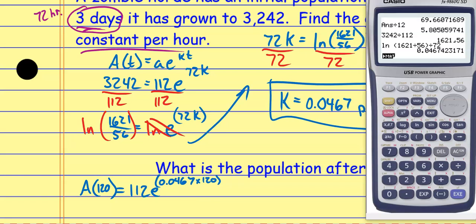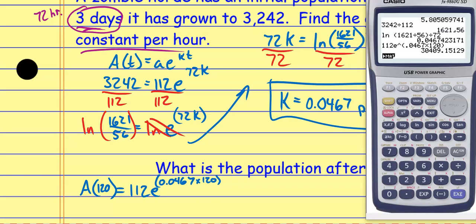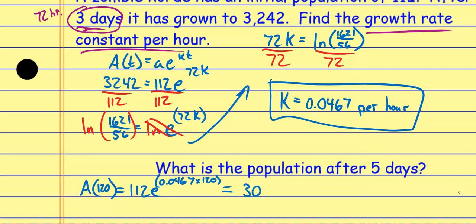And so I can just plug this right into my calculator. This is kind of like the problems we did previously. Again, put that in parentheses, 0.0467 times the 120. And I get about 30,409. Okay? And again, that was the zombie population after 5 days, okay?